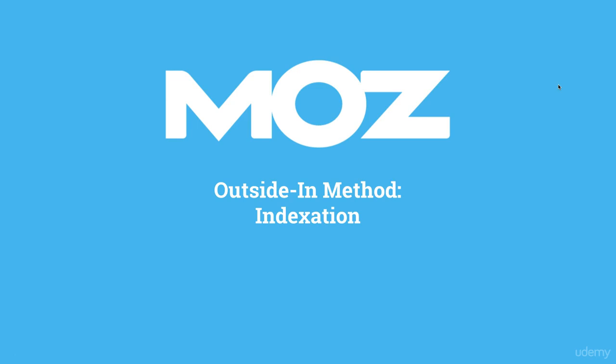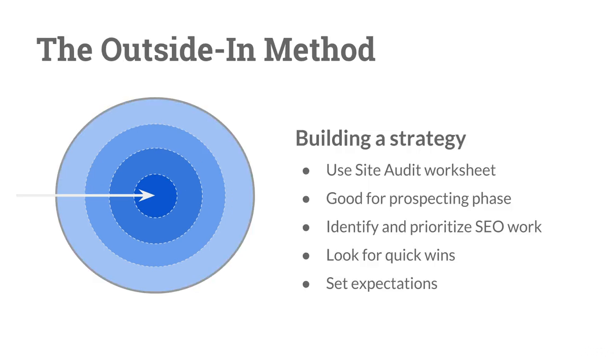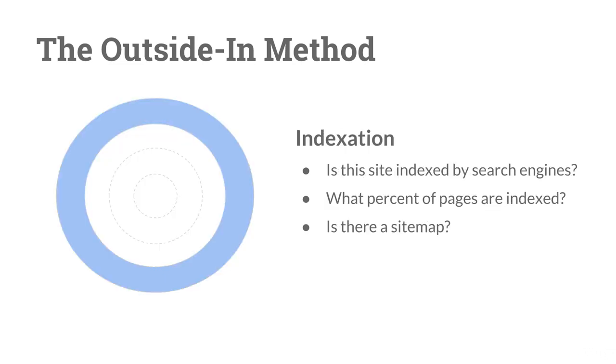All right, let's take a look at this first part of the outside in methodology, that is the site audit phase. And we'll look at this indexation. So again, outside in, inside out. The outside in methodology is to learn a project where you do a site audit, and the inside out portion is where you're implementing basic SEO. And we'll be looking at this first portion of it, the site audit phase, which is about building a strategy. That's what this portion of the outside in, inside out methodology is.